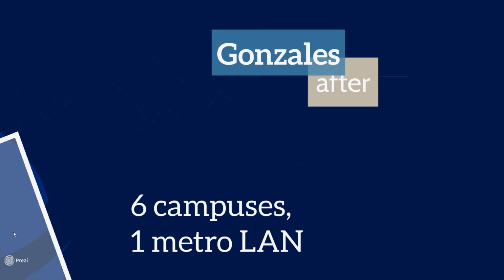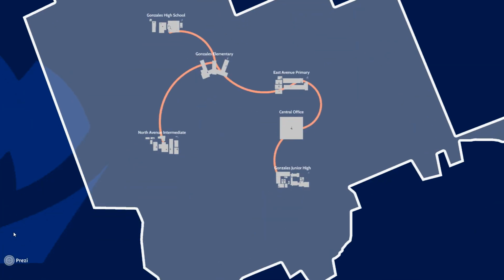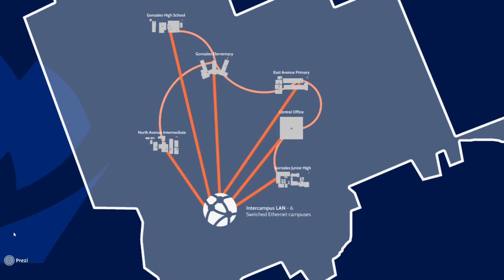So let's talk about Gonzalez after the solution. 6 campuses and 1 metro LAN, and metro just meaning sort of driving distance, local area here. This is all within a few miles. It's a small town. So we see, again, the solution before. Here is the switched Ethernet solution superimposed. And by the way, this doesn't mean we dig up the old fiber. It still works well enough to be a redundant backup link.